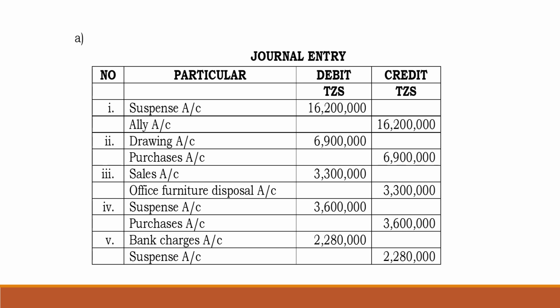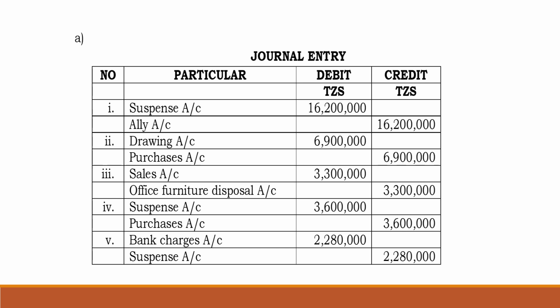Therefore, number 4, purchases overcast: debit the suspense account 3,600,000, credit the purchases account 3,600,000. Again, there was an unrecorded bank charge. That goes to the bank charges account. Because we don't have a corresponding account, that corresponding account goes to suspense account.